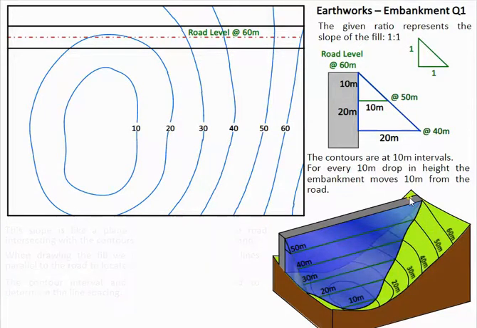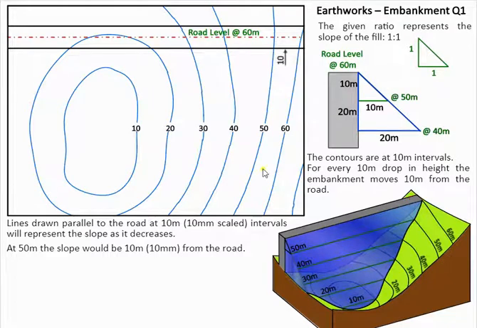So if we want to look at how we set this up on a drawing, then what we do is from the edge of the road, so we know the road is 60, we measure out 10, we construct a line, and this line is at 50. The height of this line is 50 because we're going out 10 and down 10. So that gives us our point here. So this here is the 50, so it will give us a point here.